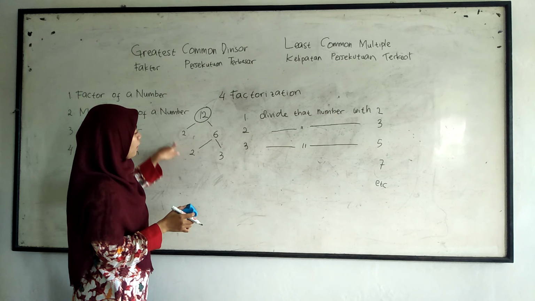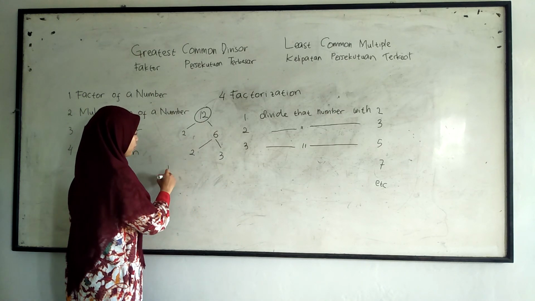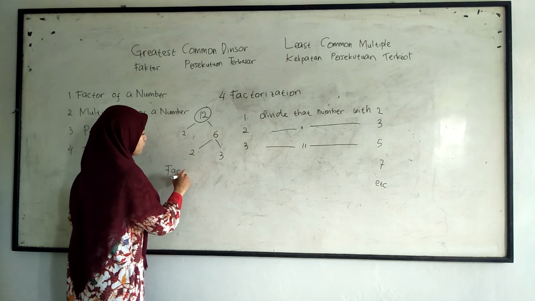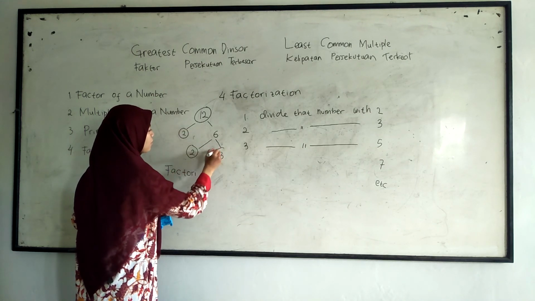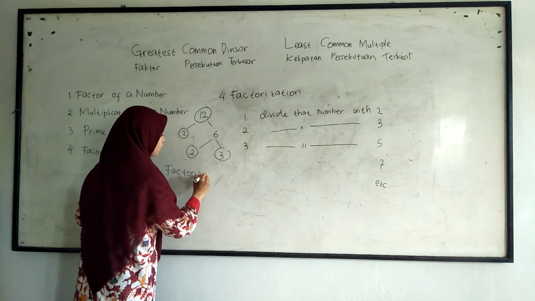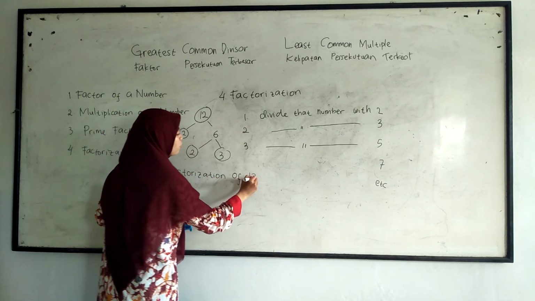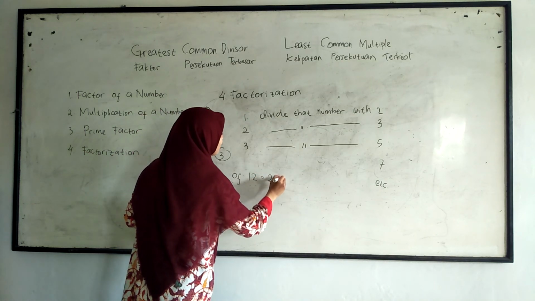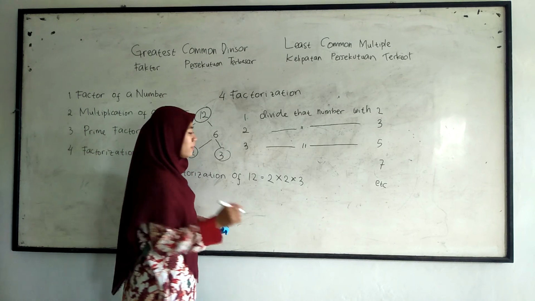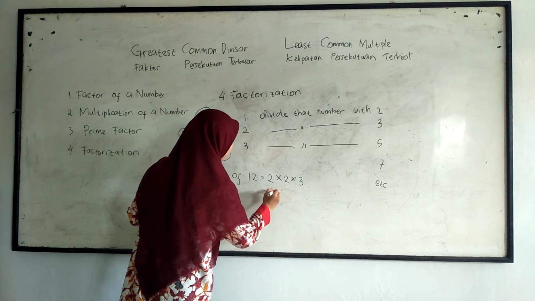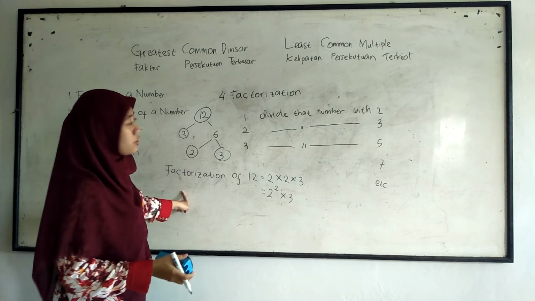So, it has finished, and factorization of 12 is this and this. Factorization of 12 is 2 times 2 times 3, or we can write it as 2 squared times 3. This is factorization.